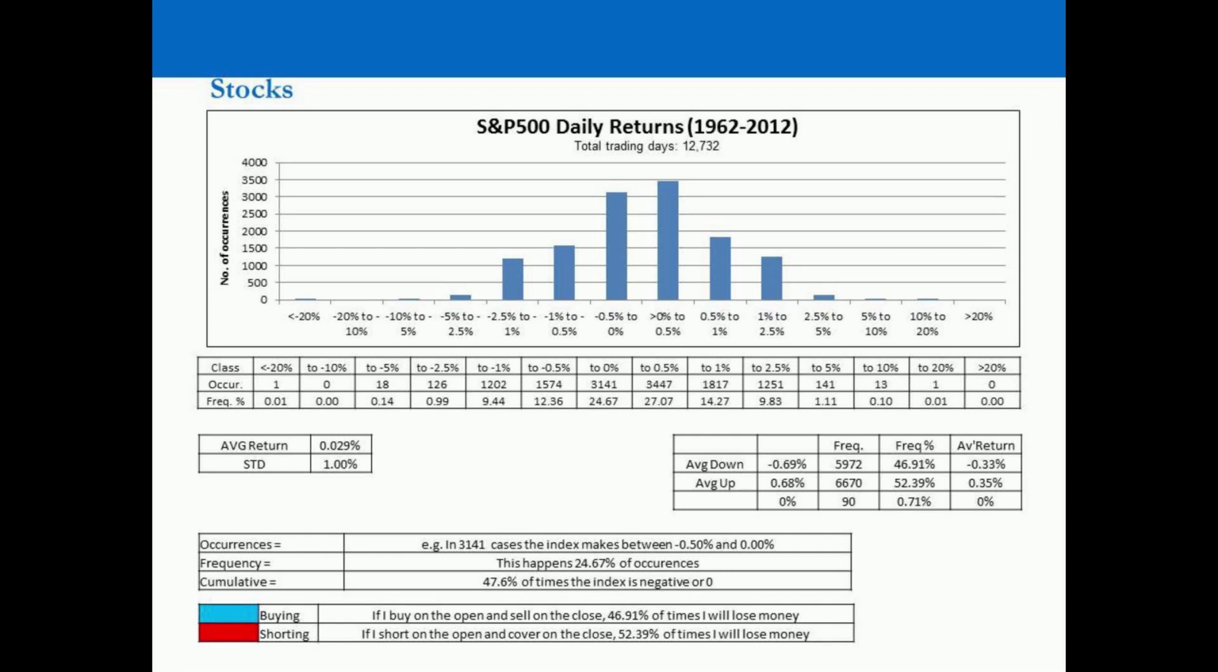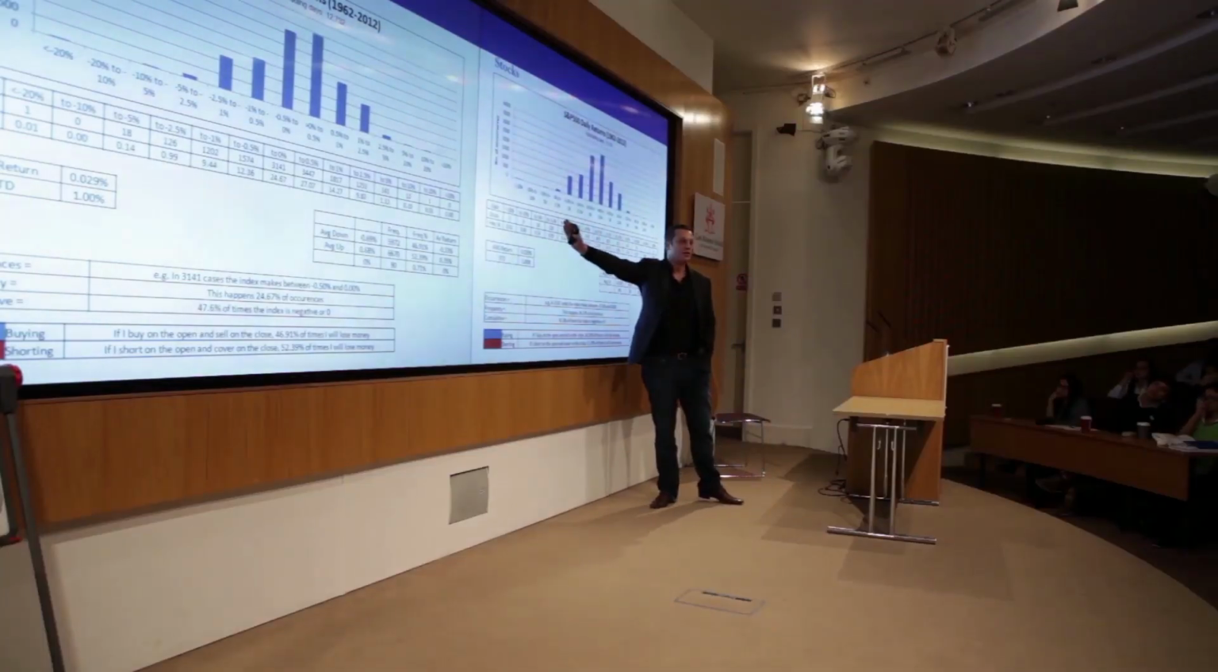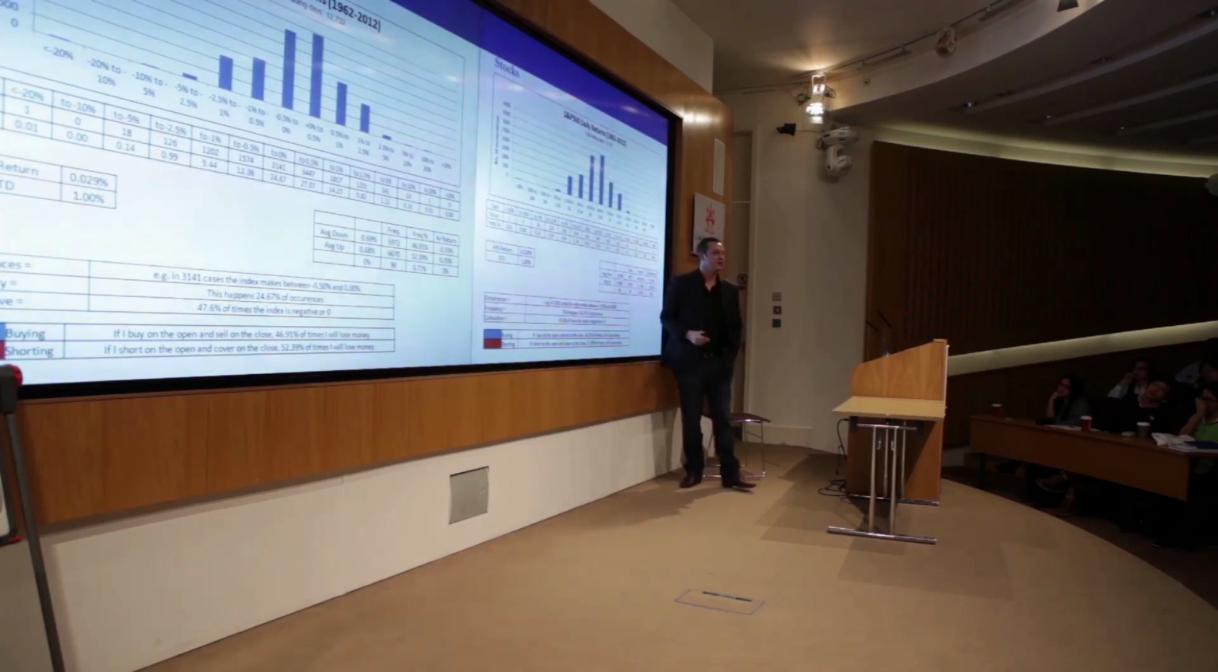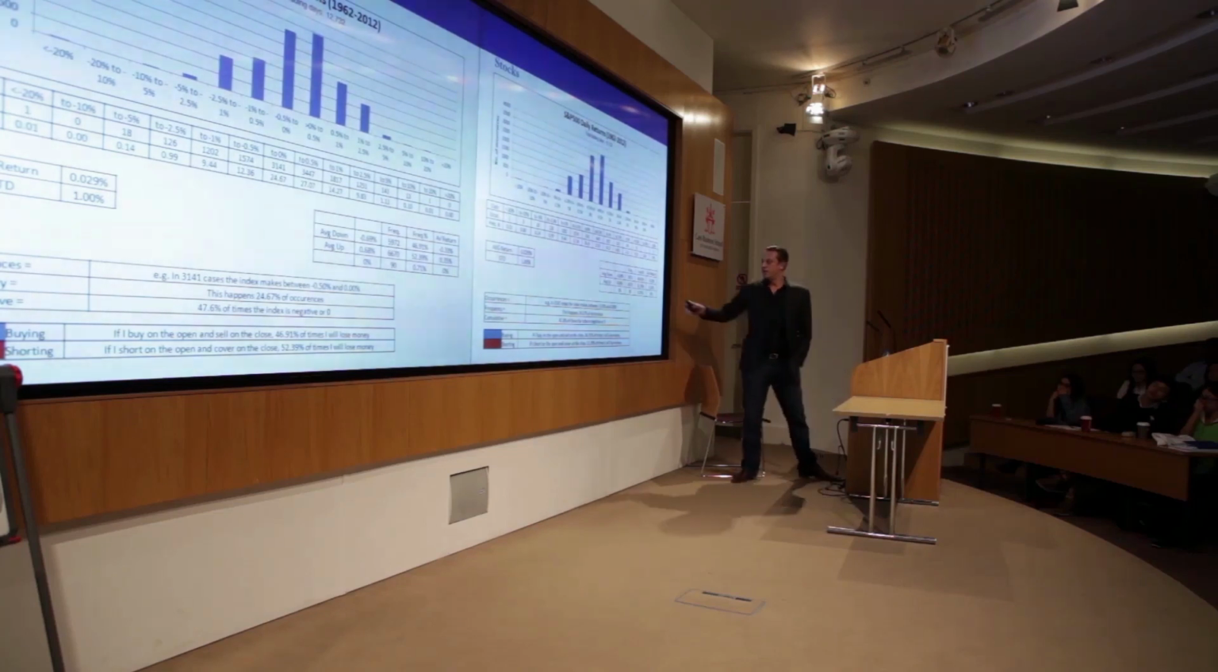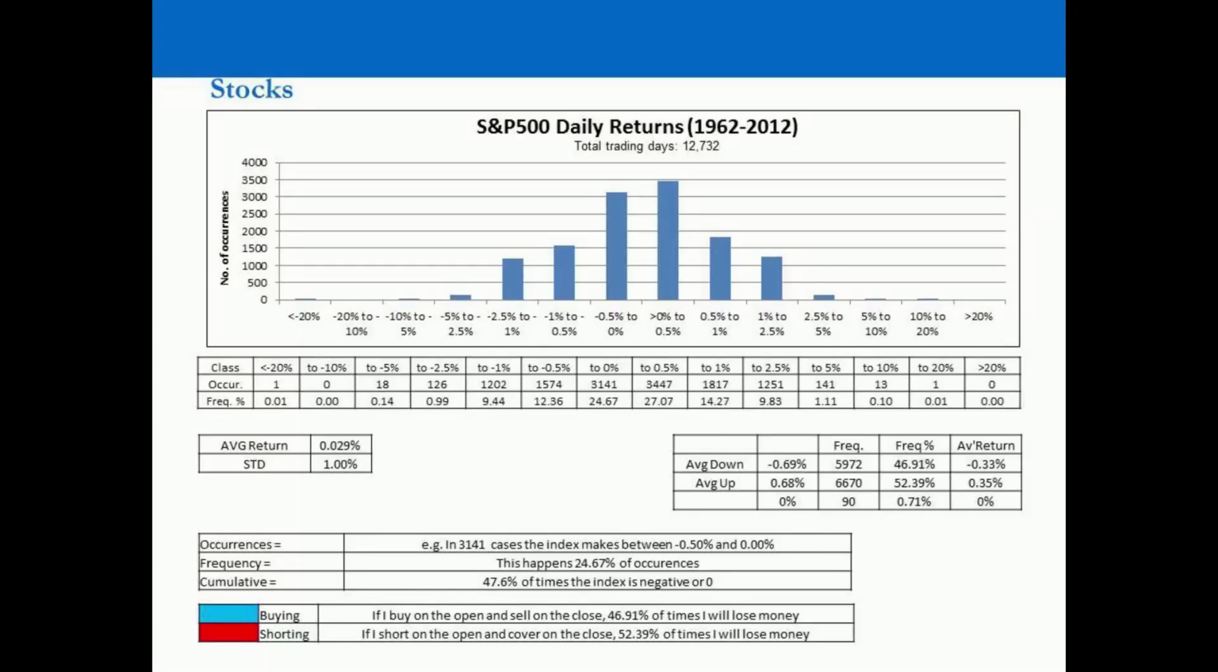But when you multiply through the frequencies, you get the average return of a down day and an up day, as in the average return this side and the average return that side of 0. That comes to 0.33% down on a down day and 0.35% up on an up day. So on up days, the market goes up slightly more than when it goes down. That kind of makes sense because over 50 years, the market's up.